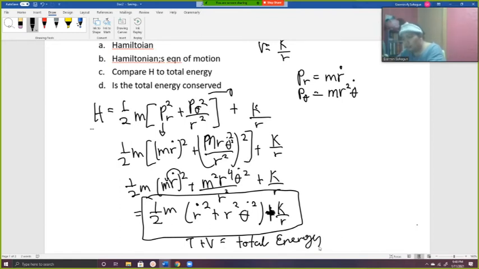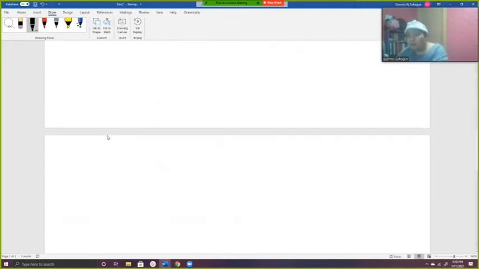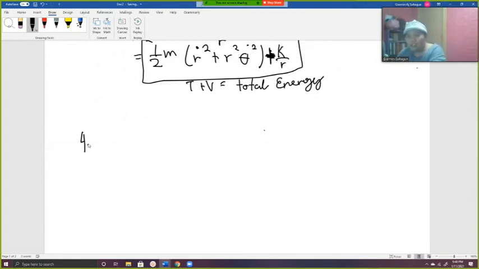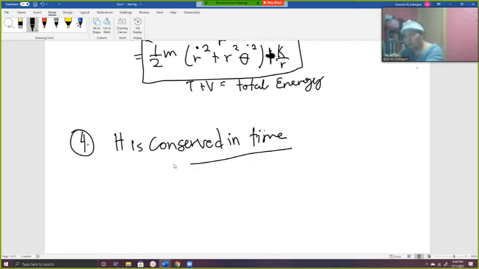So T plus V is equal to the total energy. So in part 4, is the total energy conserved? So H, or the Hamiltonian, represents the total energy. In short, the Hamiltonian is conserved in time. H is conserved in time. That would be the answer for 3 and 4 and the whole problem.